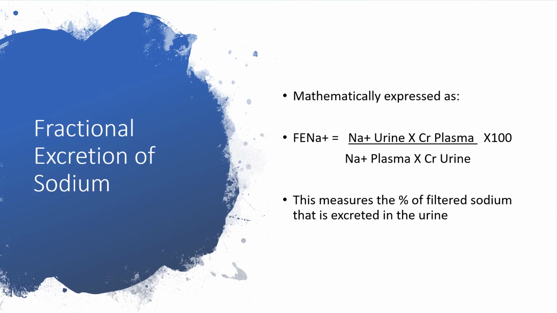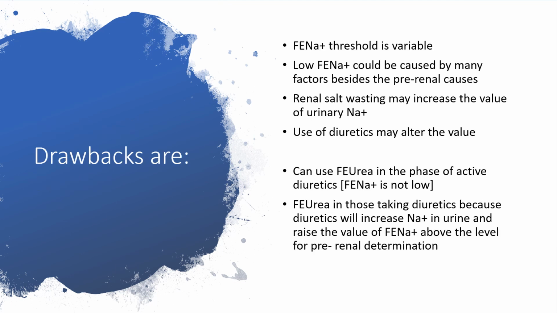Fractional excretion of sodium could be mathematically expressed as this. You can pause and look at it again. That will measure the percentage of filtered sodium that is excreted in the urine. There are a lot of drawbacks, okay? Why? The fractional excretion of sodium threshold is variable.